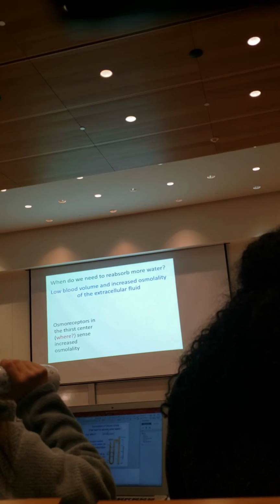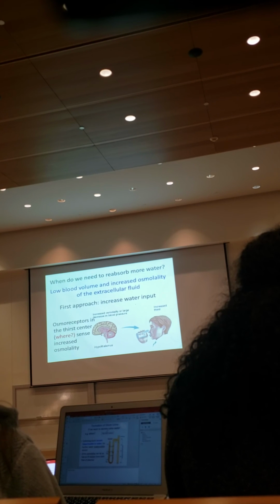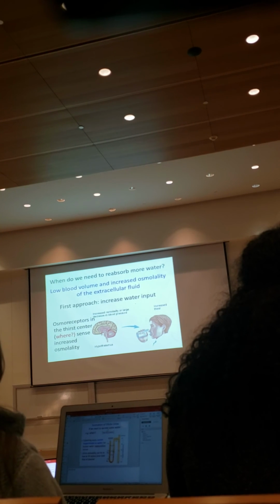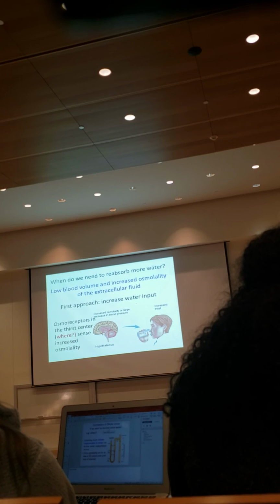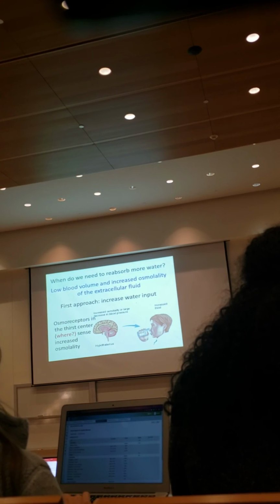So osmoreceptors in the hypothalamus are going to tell us first to drink. We also have another interesting reflex that has nothing to do with the hypothalamus, and that is the saliva. If our osmolality is too high, in other words, we don't have enough water, then saliva, which is mainly made out of water, we don't have enough saliva.